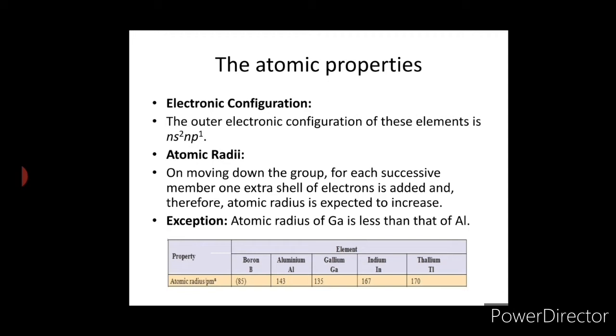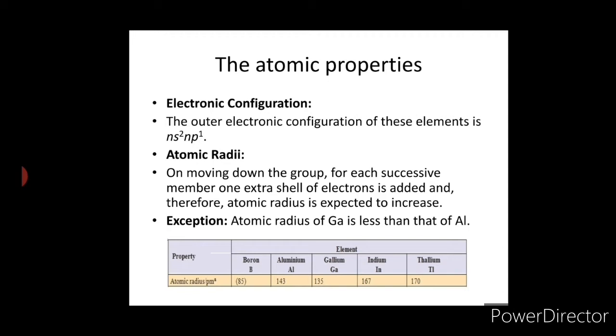So first of all, electronic configuration. The general outer electronic configuration of group 13 elements is ns2 np1. Now the next atomic property, that is atomic radii. If we look at the variation of atomic radii down the group, then the atomic radii of this family increase down the group with a few exceptions, that is the exception of gallium.